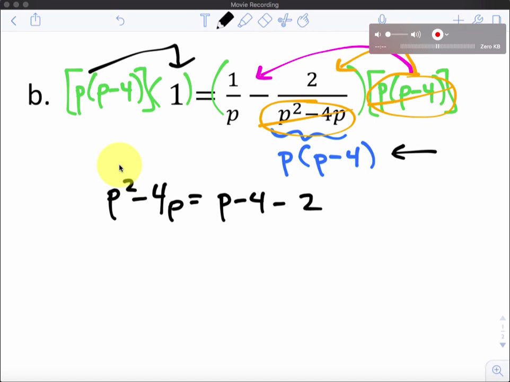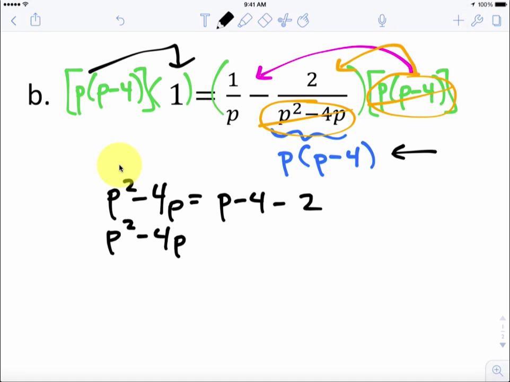So I think we've got p squared minus 4p equals p minus 6. Let's go ahead and subtract p from both sides of the equation. We're going to do this one step at a time. p squared minus 5p equals negative 6.